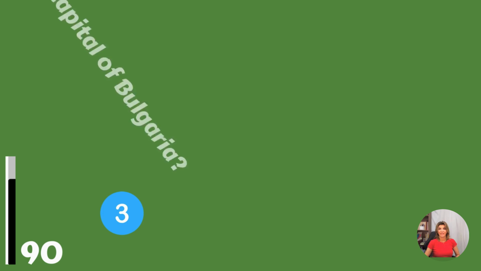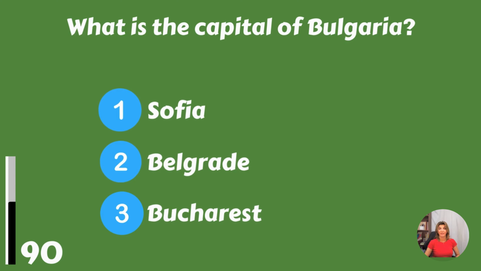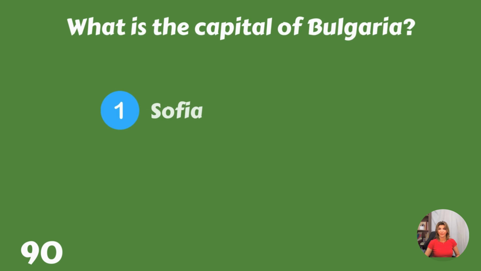10 more to go. We are at number 90. What is the capital of Bulgaria? Sofia, Belgrade, or Bucharest? Sofia.